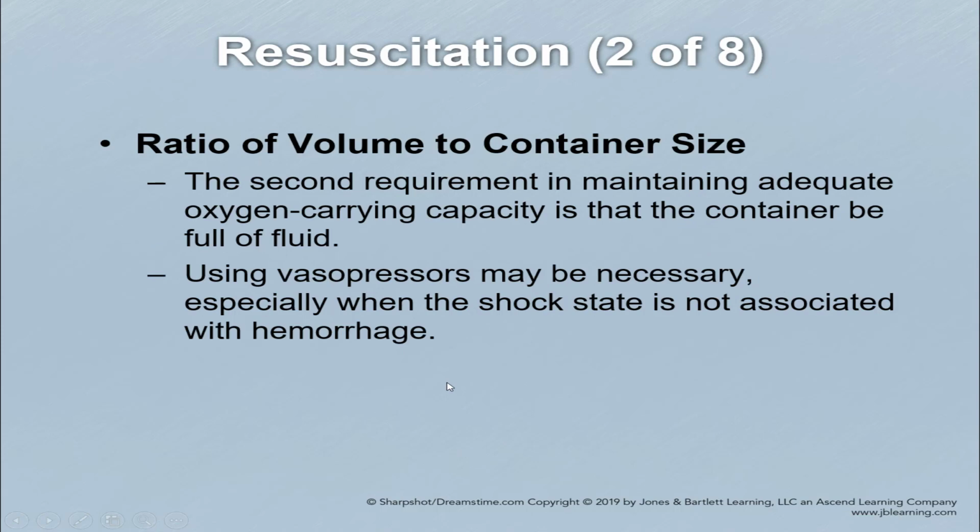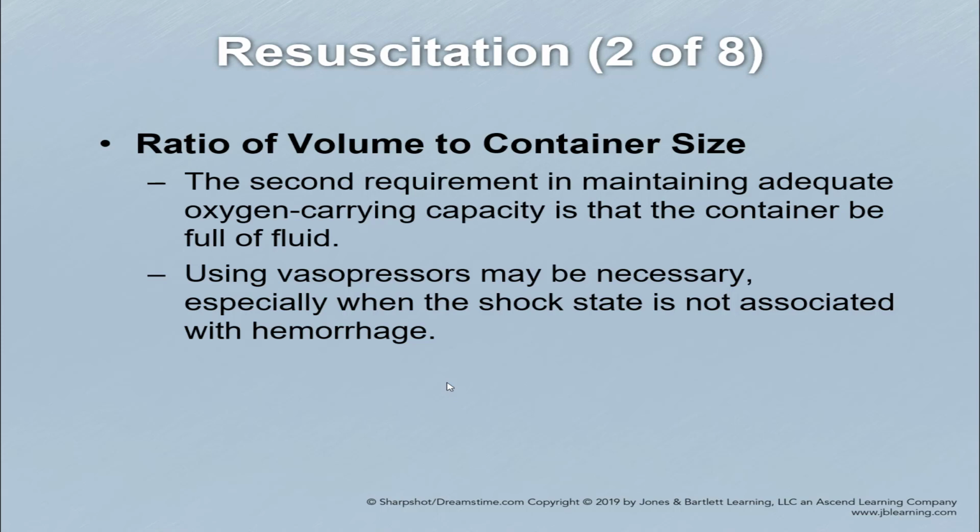All right, ratio of the volume to container size. So the second requirement in maintaining adequate oxygen carrying capacity is that the container be full of fluid. Remember, we look at our body, mainly our vascular system, as a container and our blood as the fluid inside that container. Now, they have to be at their normals to maintain that pressure. Remember, pressure is the driving force behind delivering oxygen to the body. So we have to make sure that the container size is appropriate for the amount of fluid there for that capacity of carrying that oxygen.